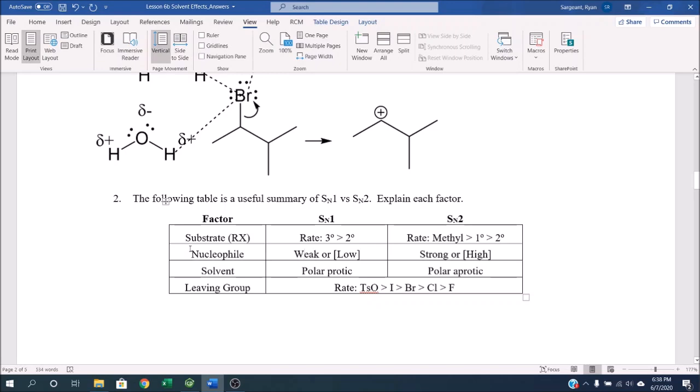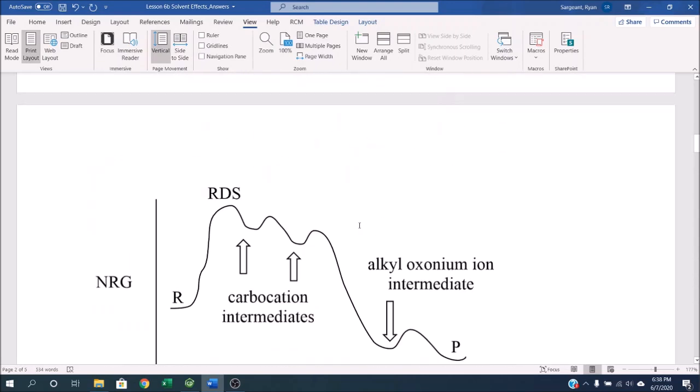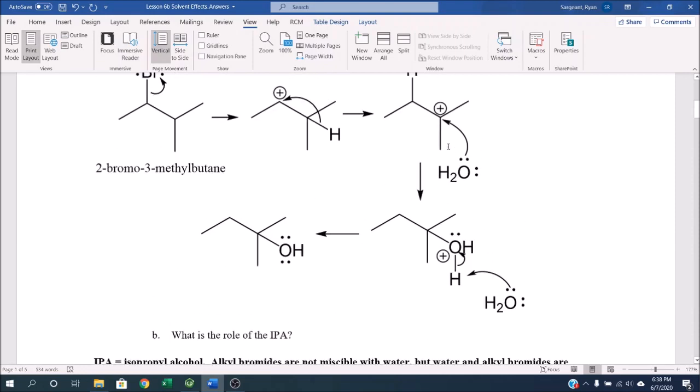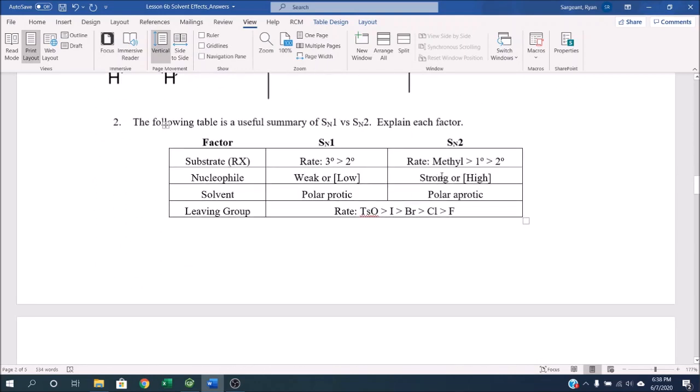Okay, the next factor is the nucleophile. Let's take a gander at the nucleophiles we've seen so far today. There's only been one, water. Water is the only nucleophile that we've looked at today. What we find is that if your nucleophile is very strong, then you have a tendency for the reaction to go SN2.